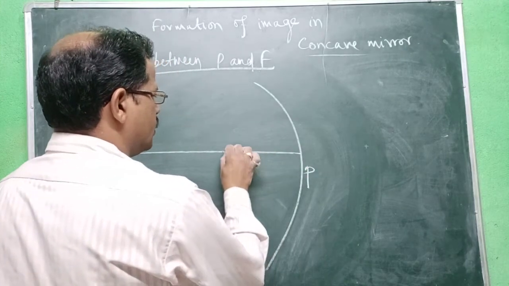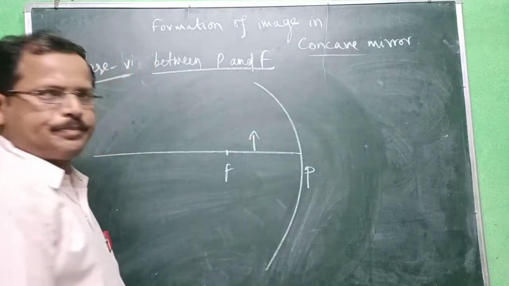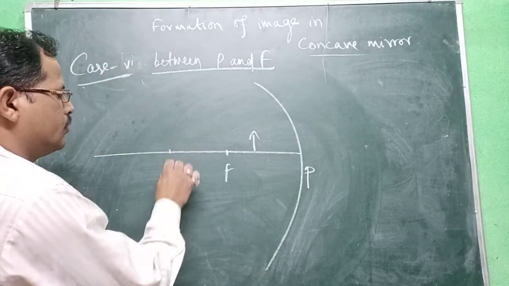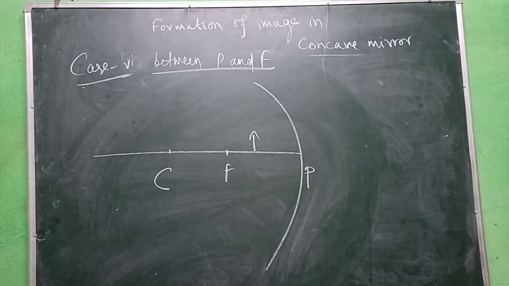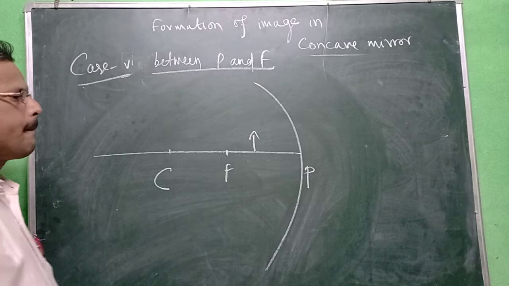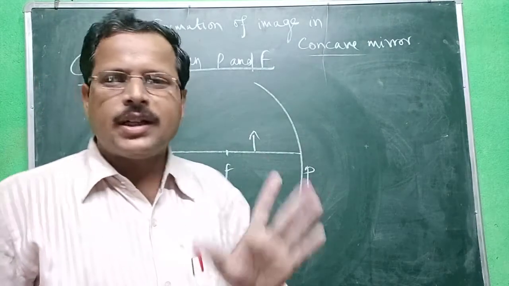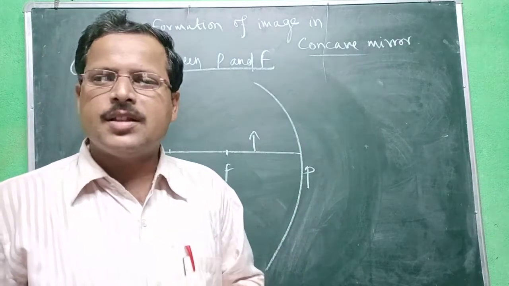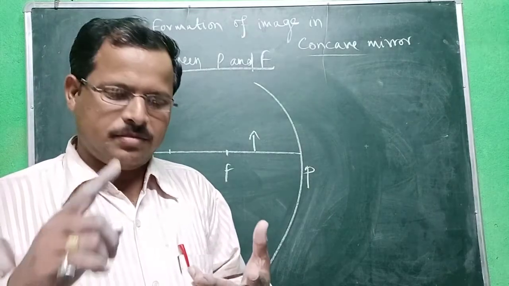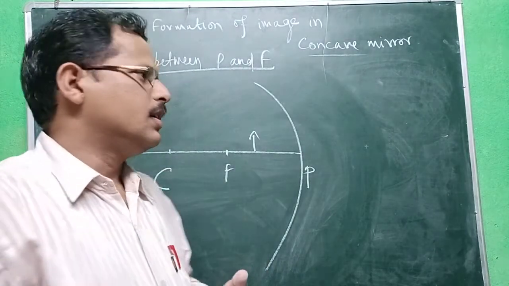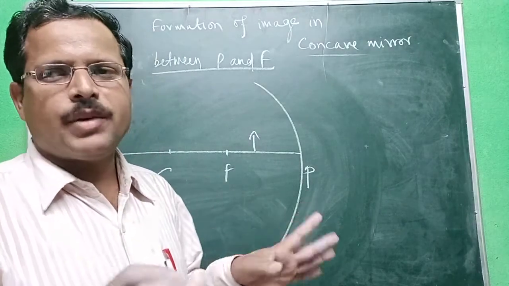This is P, this is F, and in between this, the image. And this is the center of curvature. This is a very different type of case, because here the nature and the size are all different as compared to other situations.